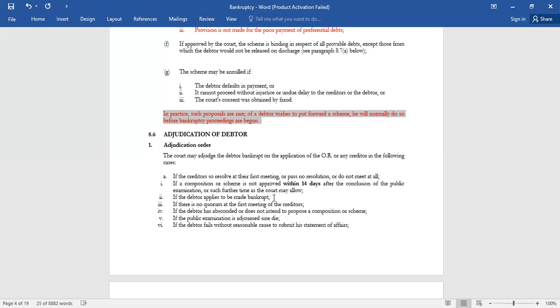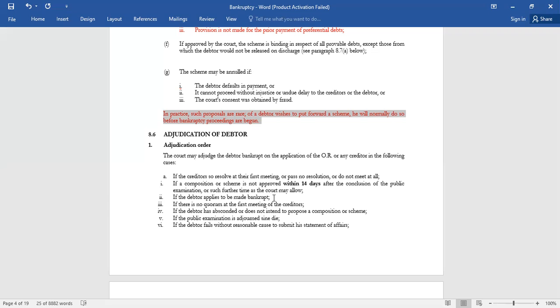If there is no quorum at the first meeting of the creditors, and if we indicated that 3/4 must agree, in many cases, especially if they want to cripple the decision of the scheme of arrangement, the creditors may not cooperate. So they will not be there. They will not meet the quorum of the 3/4. Or if the debtor has absconded or does not intend to propose a composition or a scheme, there are some debtors who are just difficult. They do not provide any payment mechanism. If that is the case, the court will go ahead and adjudicate the matter.